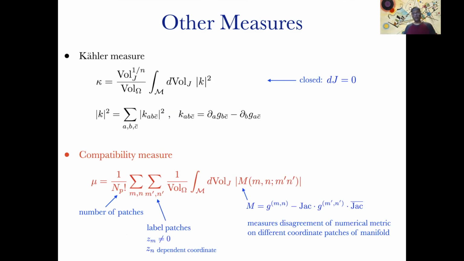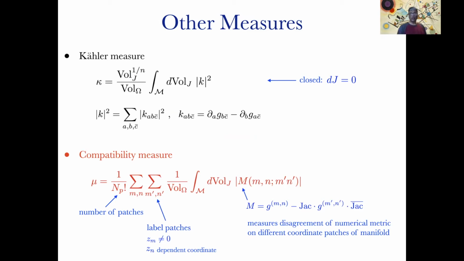In addition, we want the Kähler form to be closed. The Kähler form is given to us by the metric, so we can essentially test whether this is closed. And this kappa measure should vanish for a closed Kähler form.